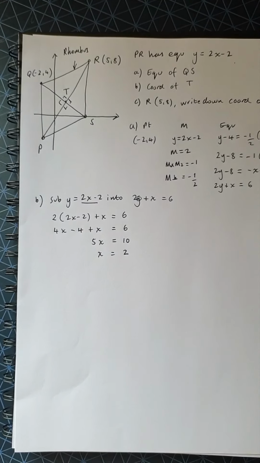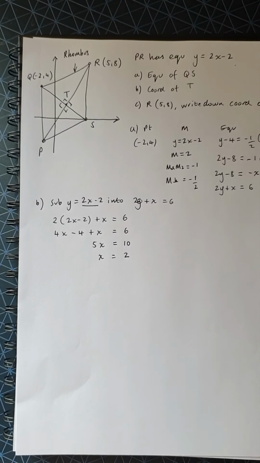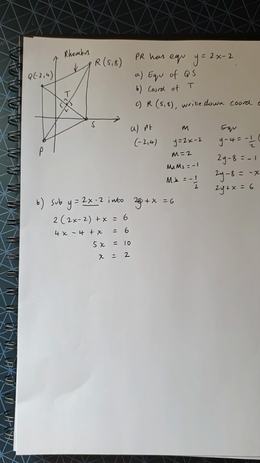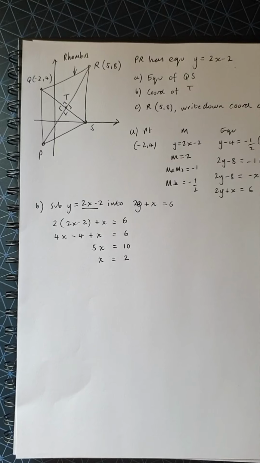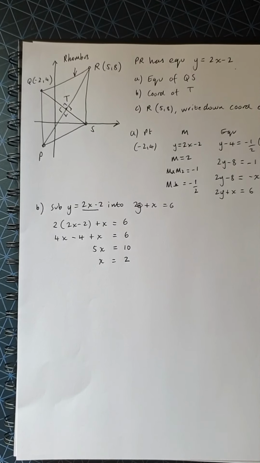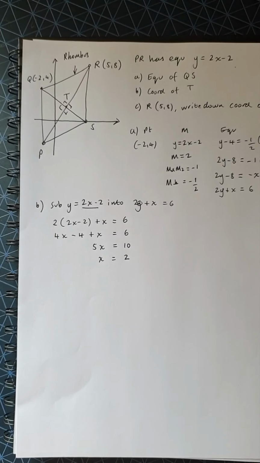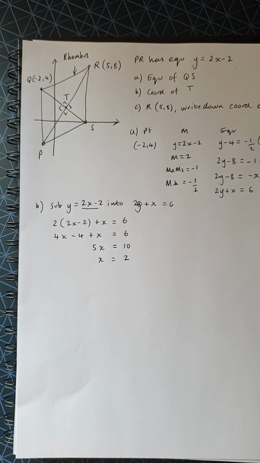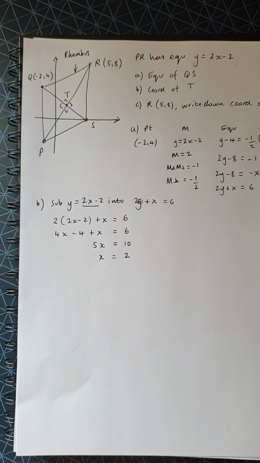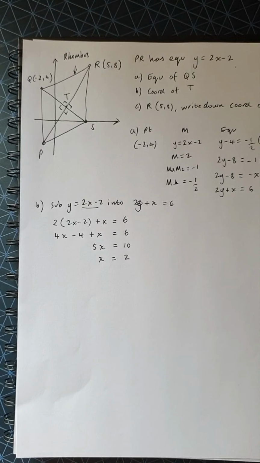Now I talk about the diagram. We've got the diagram, so let's use it. Again, could the x coordinate of T be 2? Yes, it could, because it's in the first quadrant. So we're looking for a positive x coordinate. We're also looking for a positive y coordinate, if we've done this correctly. Use the diagram. Does the diagram back up what the maths you're doing?